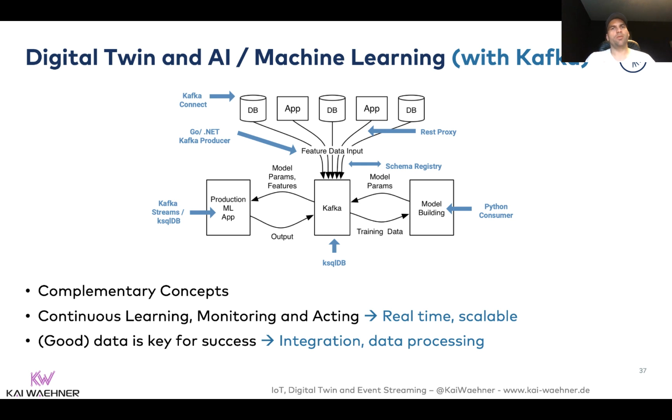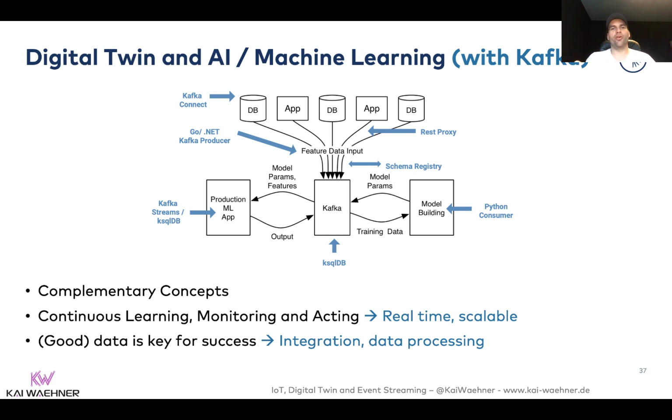And once again, I want to talk about how this is now related to machine learning, because as we heard in the beginning, digital twin and machine learning are very complementary and typically used together. And obviously, Apache Kafka is a good fit here, right? If you want to do continuous learning and monitoring and acting, then in the best case you do that in real time and at scale. And that's exactly what Kafka is built for.